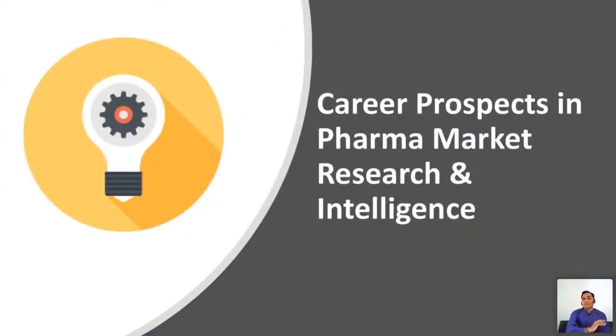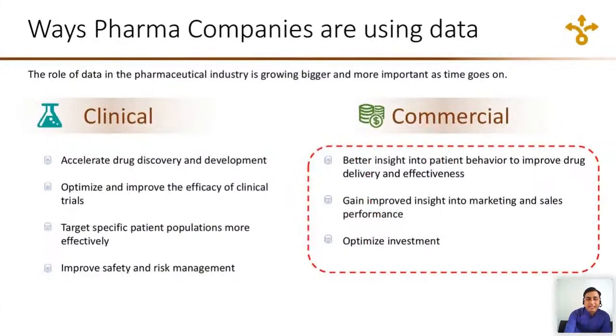Now there is a new perspective beyond the routine job perspective. It could be market research or market intelligence as well. So I will just give you a brief insight about what exactly it is. These are some of the ways by which pharma companies are using data. If you understand the importance of data, the role of data in the pharmaceutical industry is growing bigger, and it is becoming more important with time.